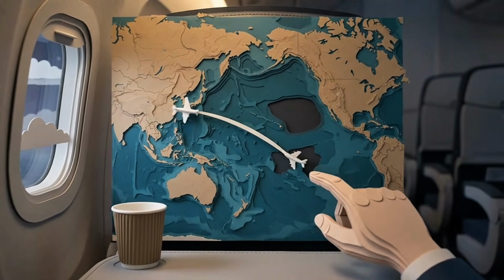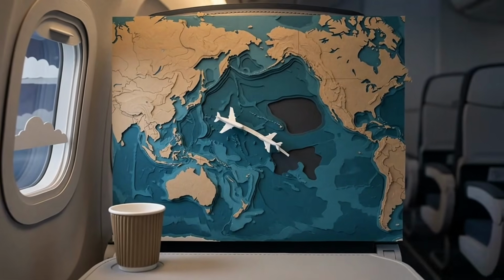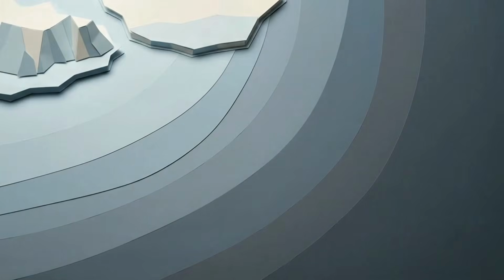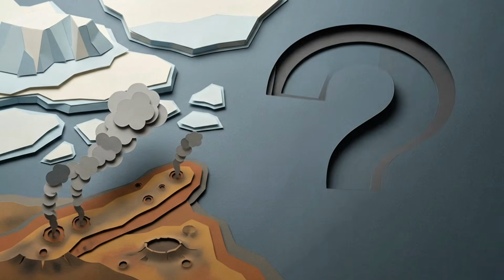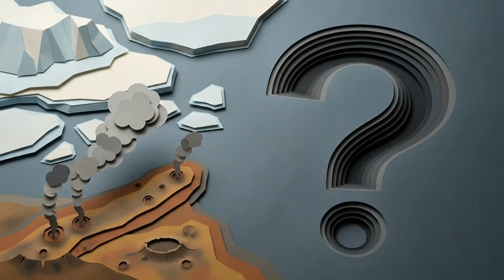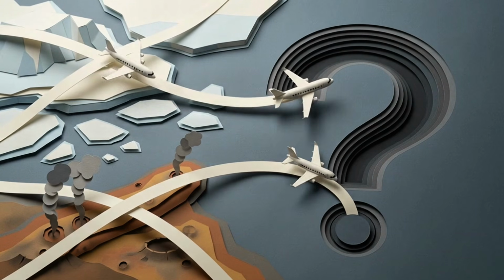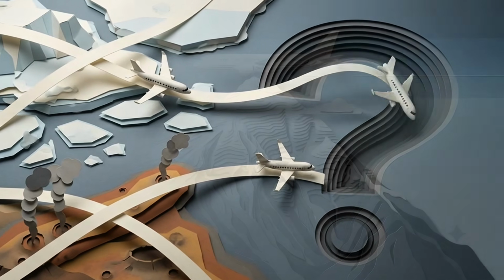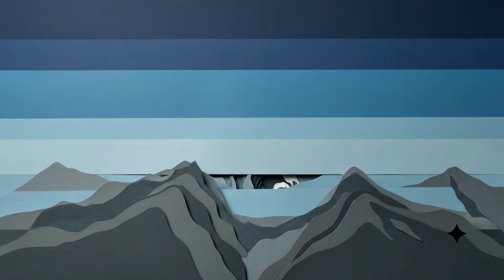You've probably seen this empty zone yourself on the seatback map and never thought twice. Planes fly over the Pacific Ocean, over the North Pole, over active war zones with permission. So why not here? Here's the twist.